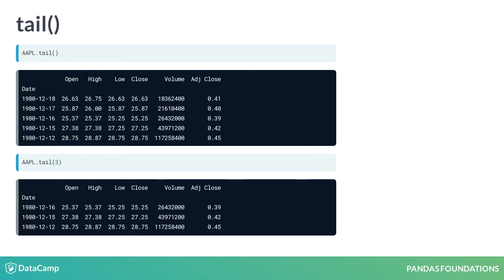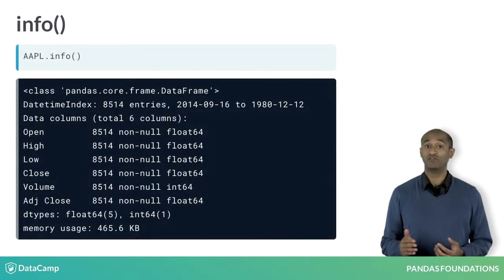Another useful summary method is info. Info returns other useful summary information, including the kind of index, the column labels, the number of rows and columns, and the data type of each column.